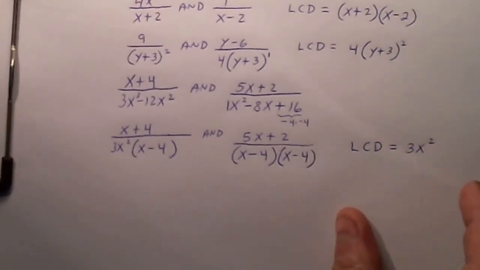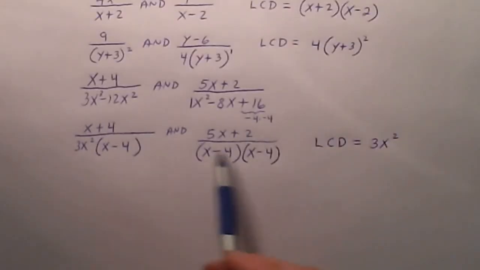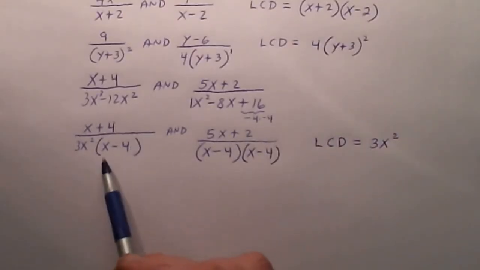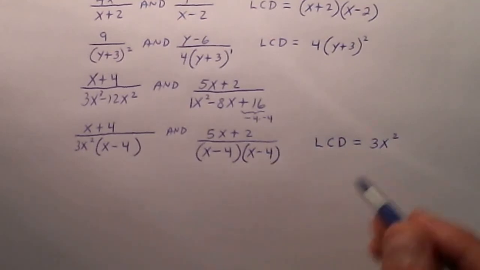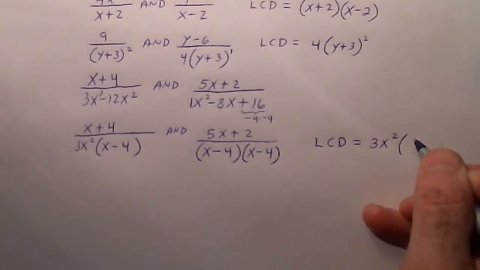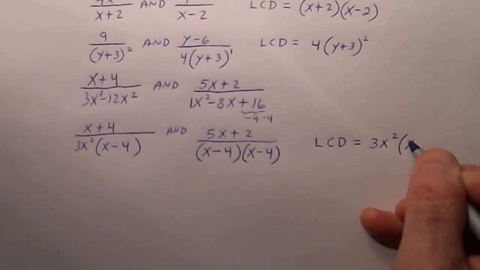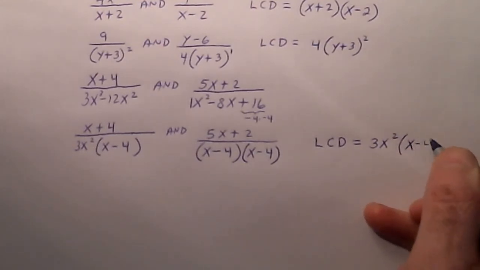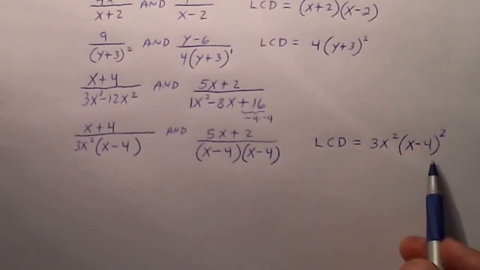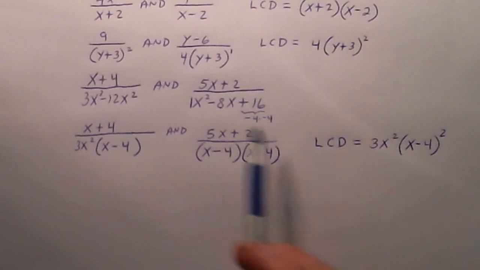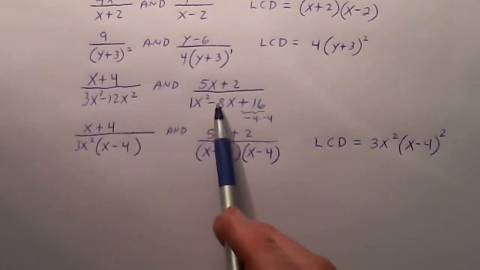And in order for our least common denominator to be divisible by both denominators, it's not good enough just to have one factor of x minus 4, but we must have two factors of x minus 4. So you can shorten this up and instead of saying x minus 4 times x minus 4, just say x minus 4 quantity squared. And there you go. That would be your least common denominator of both these rational expressions back up here.